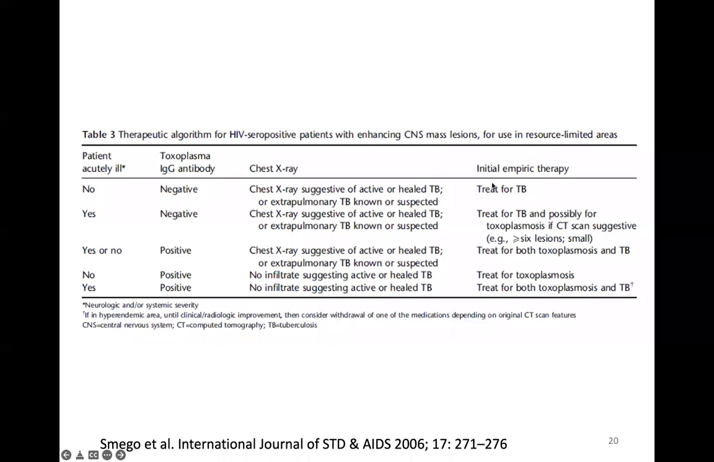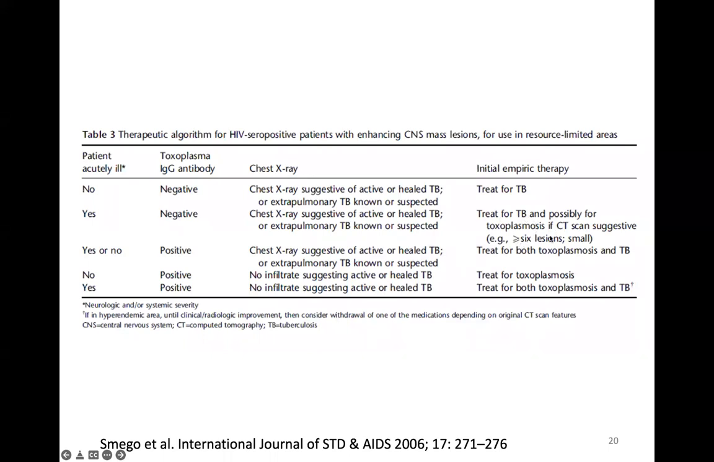And really, you can see the thinking, it's always around toxoplasma and TB, but don't forget the other things as well, cryptos and so on. Acutely ill patient, toxo is negative. Could you be dealing with TB?